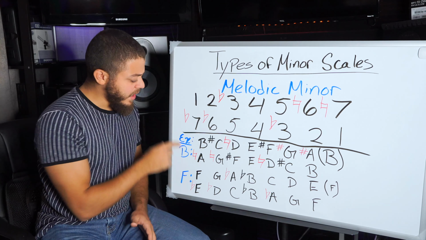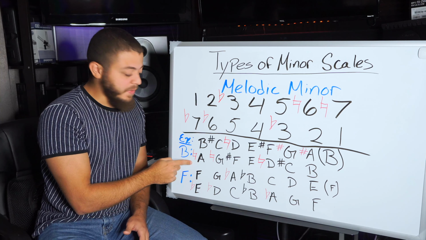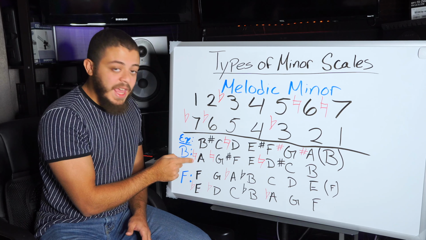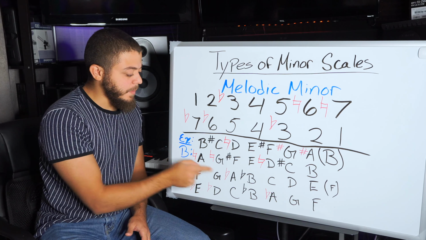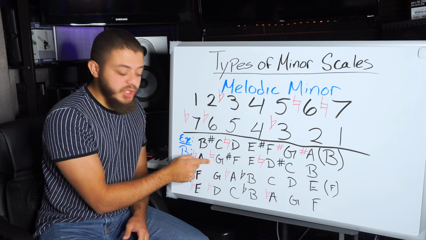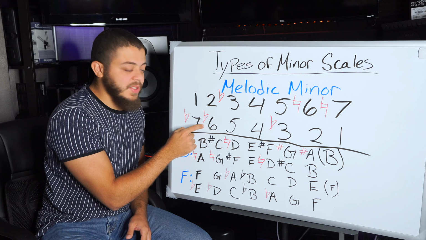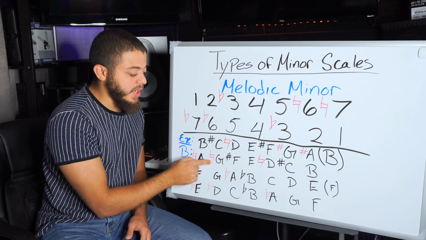Now, descending, we have the 7th of the scale is now going to be flattened. So now instead of A sharp, we're going to have an A natural. Same thing goes for G. So G is going to be G natural because now descending, the 6 is flattened. So here we have G natural.